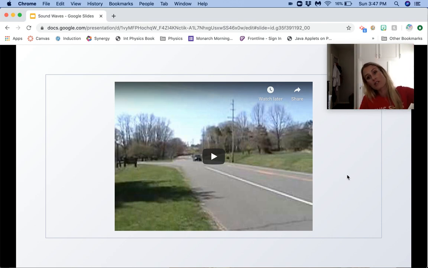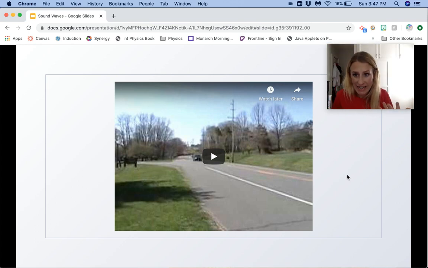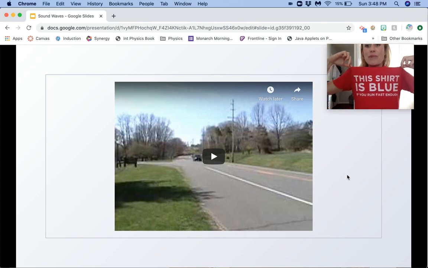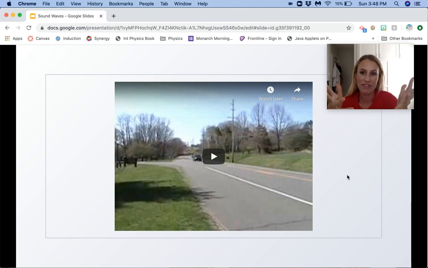So if the star is moving away, it's a lower frequency of light. And in the visible spectrum, the lowest frequency that we can see is the red. And I wore this shirt just for this lecture. It says, this shirt is blue if you run fast enough. So obviously it's a red shirt. If I ran toward you fast enough, the Doppler effect would make the frequency coming from my shirt increase, and blue and violet are the highest frequencies. So that's red shift and blue shift.